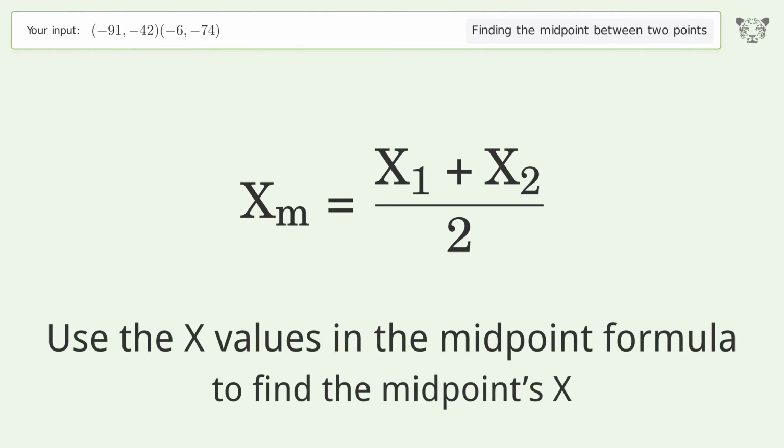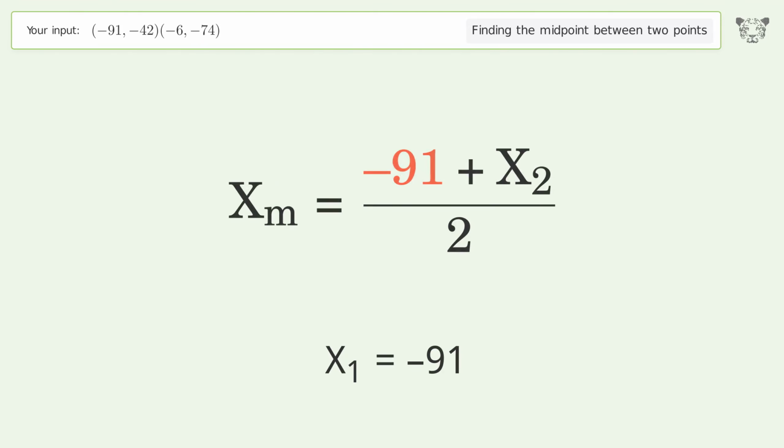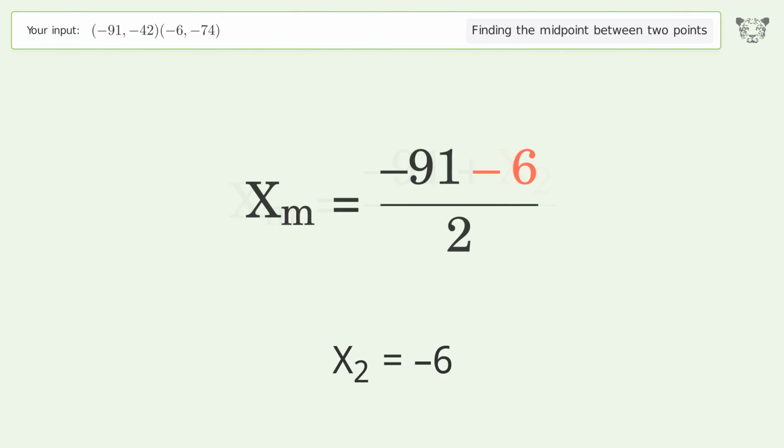Use the x values in the midpoint formula to find the midpoint's x. x1 equals -91. x2 equals -6. Simplify the arithmetic.